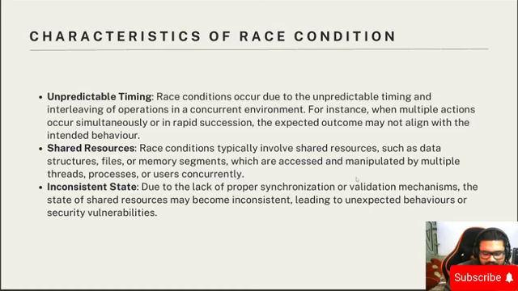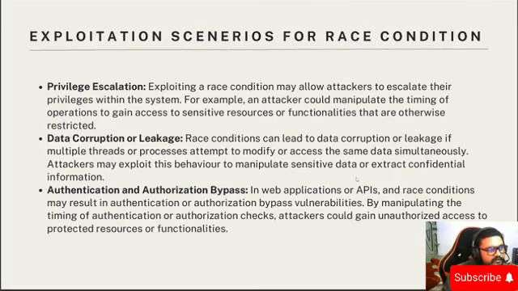Now let's see what we can achieve with a race condition. Exploitation scenarios for a race condition. The very first is privilege escalation. You all know the privilege escalation thing. There are two types of privilege escalation: horizontal and vertical. In horizontal, the roles or privileges are almost the same, you are just moving from one user to another. But in vertical, you are escalating your roles. Suppose you are a normal user, and using privilege escalation, you escalate your role from normal user to admin level or super user. So that's privilege escalation.